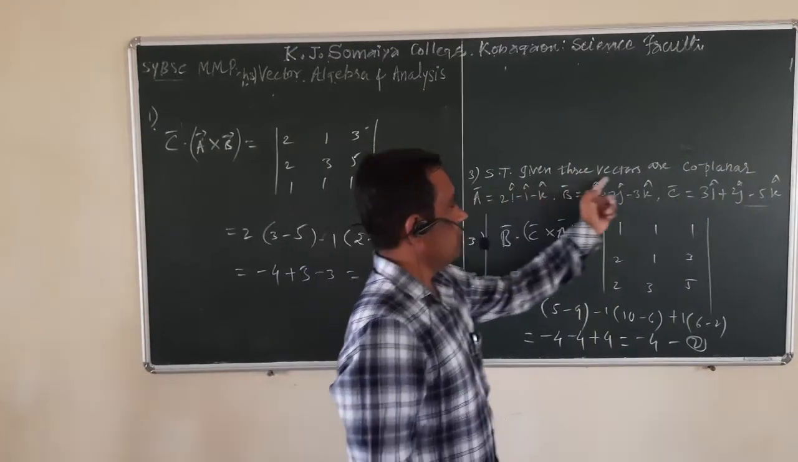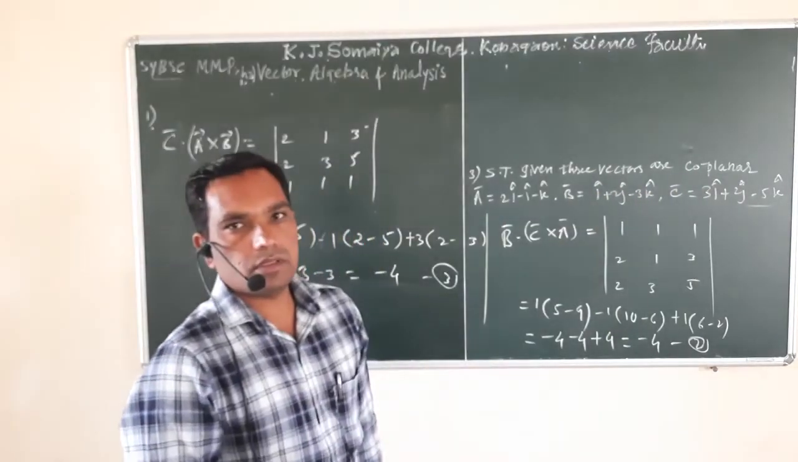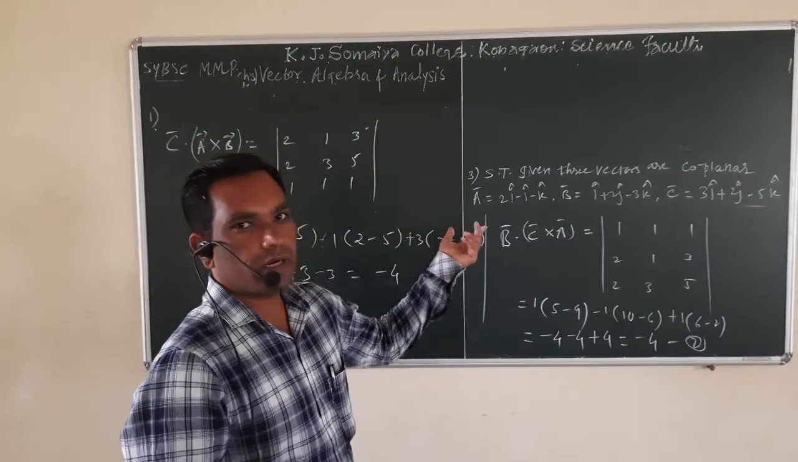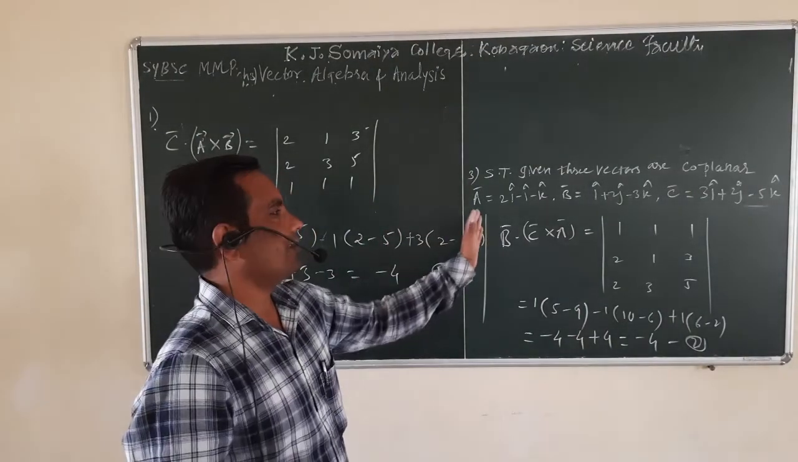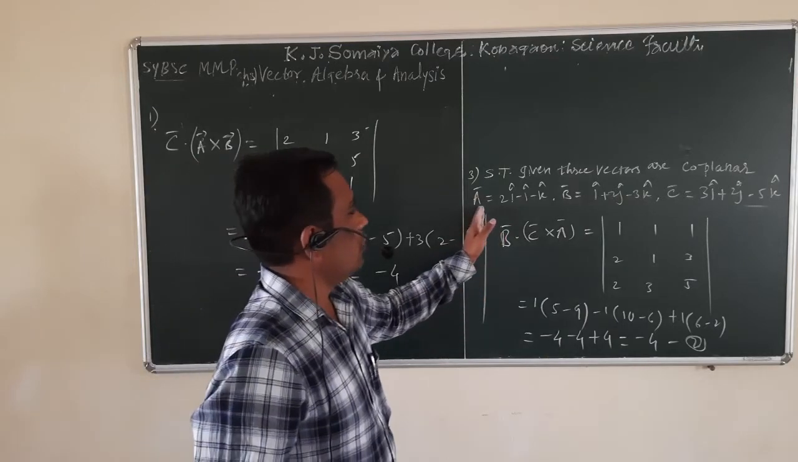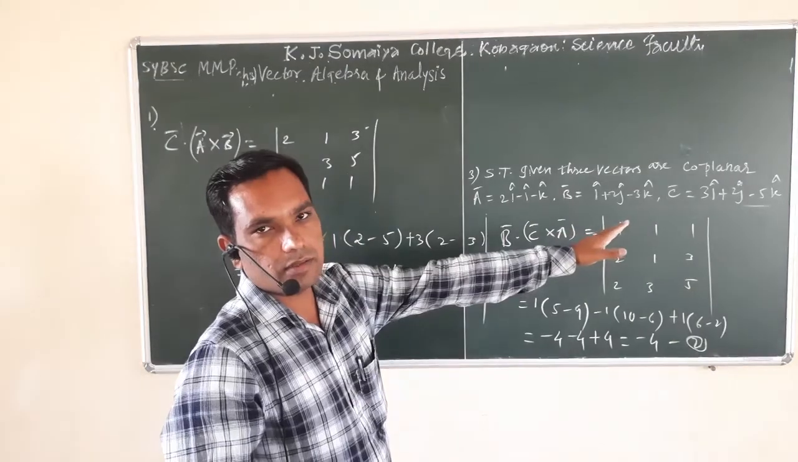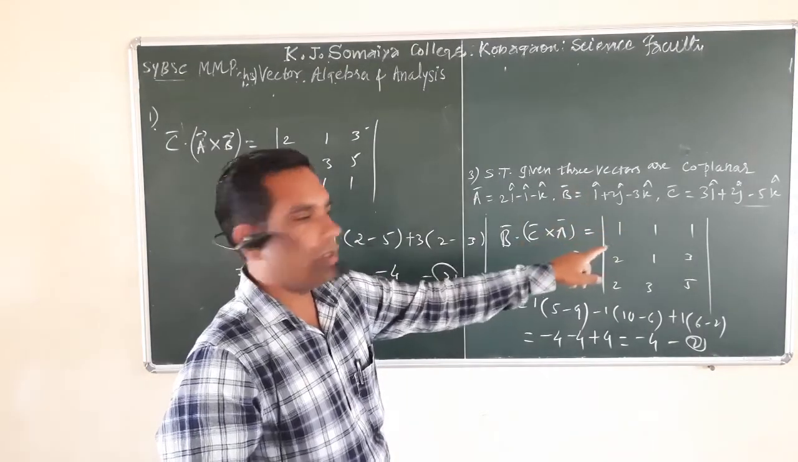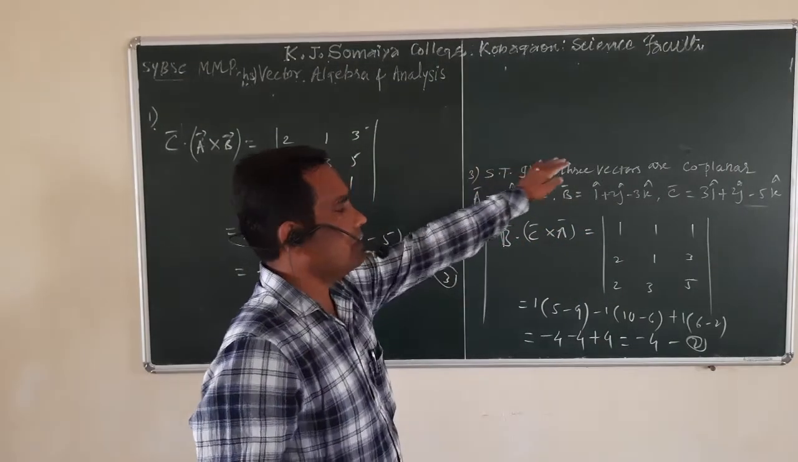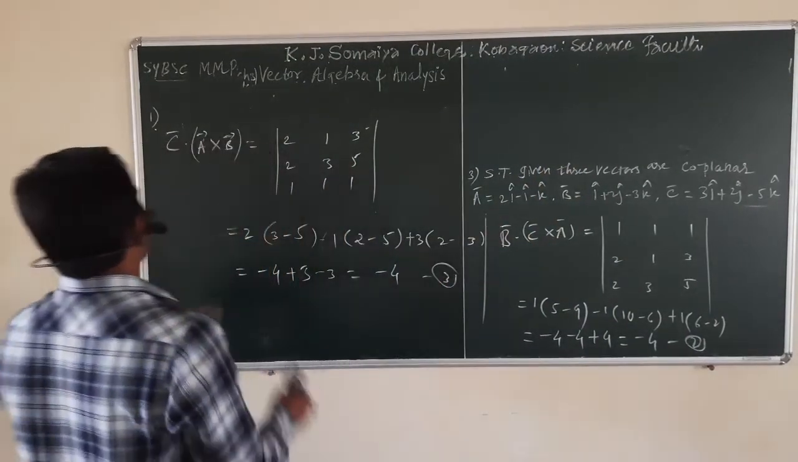Show that given three vectors are coplanar. We have shown in the property of scalar triple product, if three vectors are coplanar, then their scalar triple product is 0. Okay, so we have to find out scalar triple product of A, B, C and show that scalar triple product equal to 0. Then we can say these three vectors are coplanar. Now take A dot B cross C.